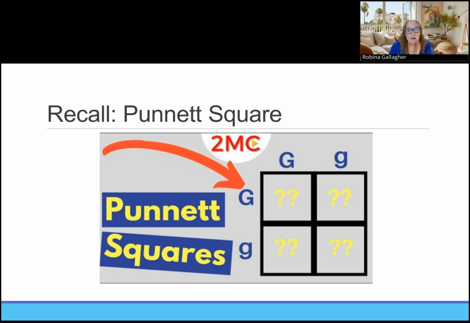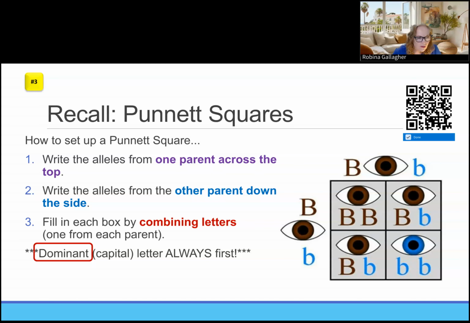Okay, so that was a quick review of how to do Punnett squares. Remember that we put one parent across the top, one parent on the side, and then we fill in the boxes, right? Now, when we fill in the boxes, it's important to remember that big B, little b is the exact same thing as little b, big B. Okay, they're just flip-flopped, right?